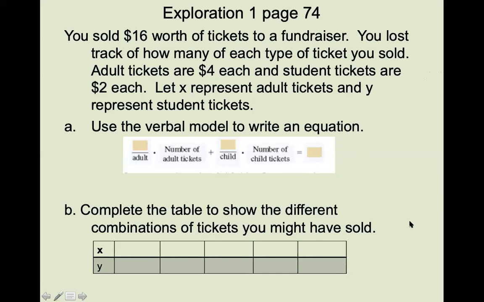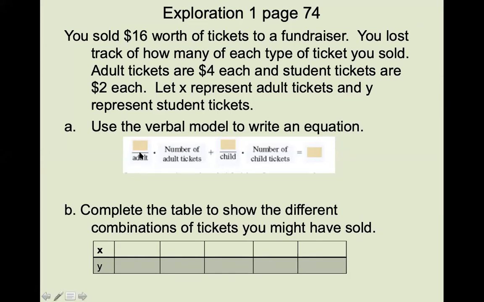It says you sold $16 worth of tickets to a fundraiser. You lost track of how many of each type of ticket you sold. Adult tickets were $4 each and student tickets are $2 each. Let X represent adult tickets and Y represent student tickets. Use a verbal model to write an equation.